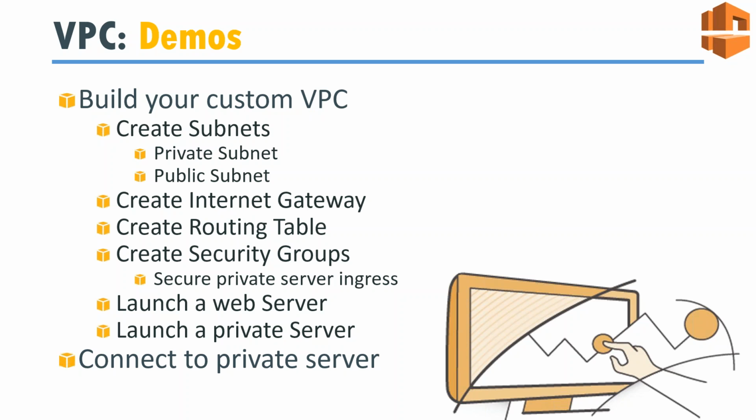for our VPCs, and then we are going to launch a web server which we all can access from our browsers, and then we will launch a private server also in the private subnet which can be reached only from our public web server. So we will try to connect to the private server through an SSH connection. So that is what we are going to do in the demo right now. Let's go ahead and get started with the console.